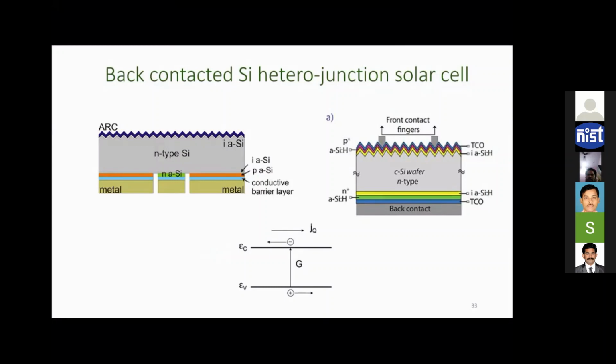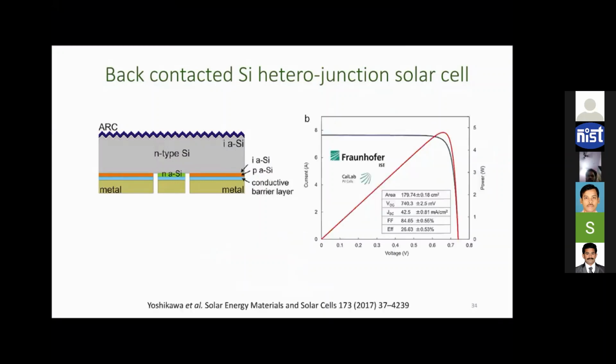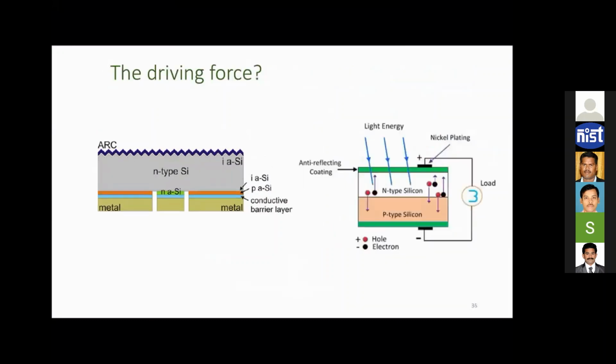Okay. So this kind of technology is called back contacted solar cell technology. And this is not only possible, but this is the solar cell that holds the current record efficiency. Is it not quite surprising, right? So now let us see, if we are talking about back contact solar cell, what is the driving force here? What is the force that is driving the electrons or holes towards the respective contact?